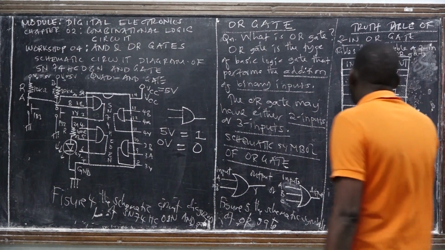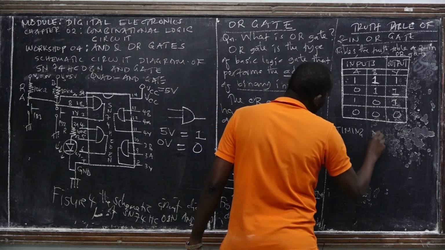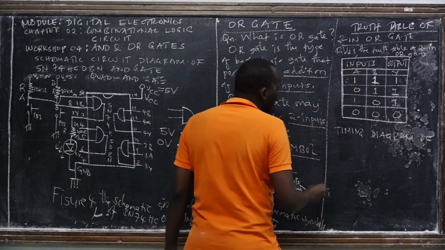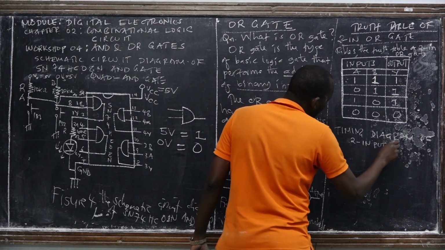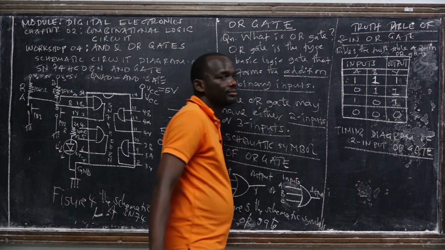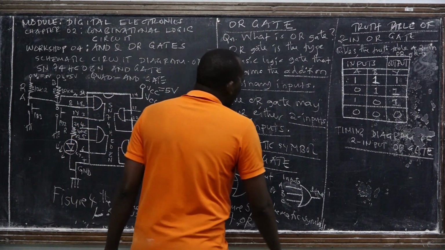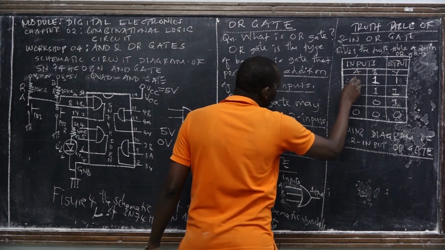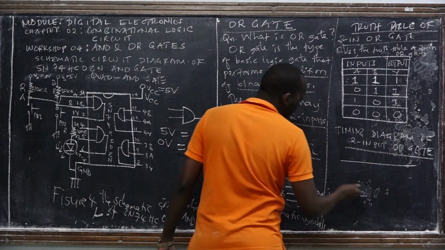So now let me focus on the next part, which is timing diagram. Timing diagram of what? Timing diagram of 2 input OR gate. So we have input A. So at input A, 1, 1, 1, 1, 1.